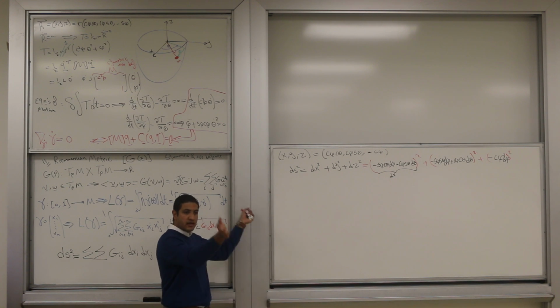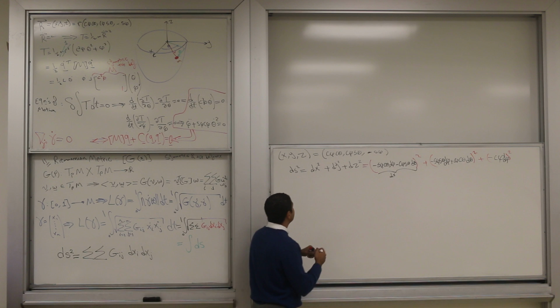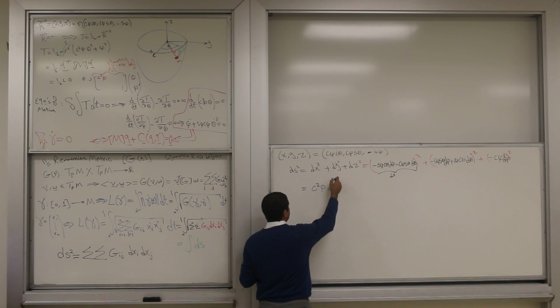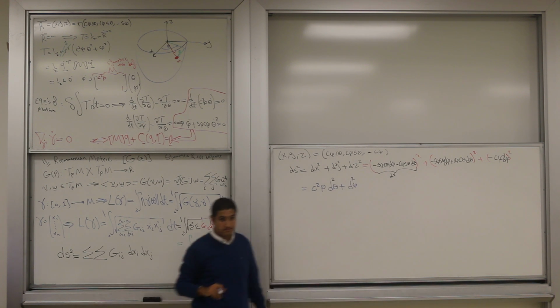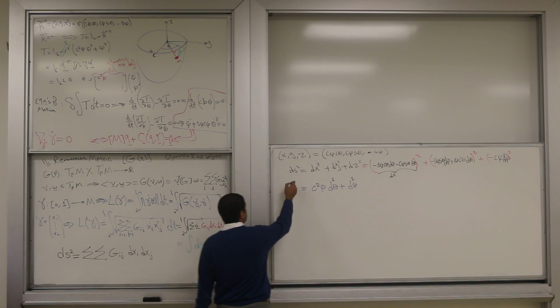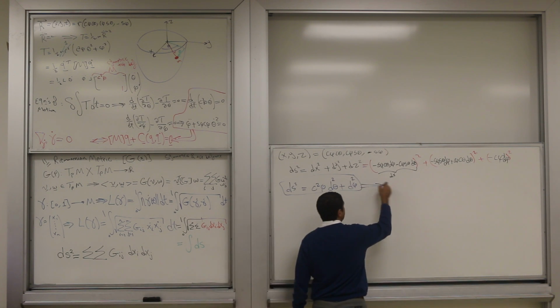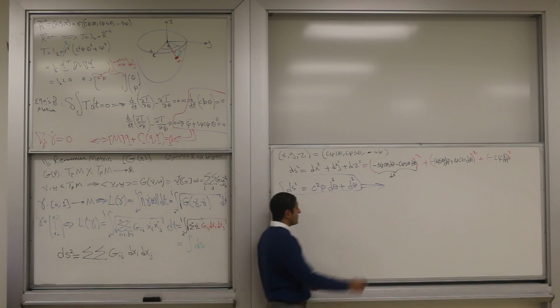Now I'm going to square things and add them together. Interestingly, a lot will cancel, and you will end up with cosine squared phi d theta squared plus d phi squared. A lot of terms will cancel with each other. So this is my ds squared, the length element. Immediately define the Riemannian metric G, the matrix. Can you give me your G from here?